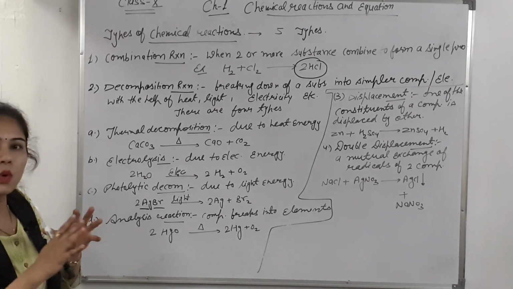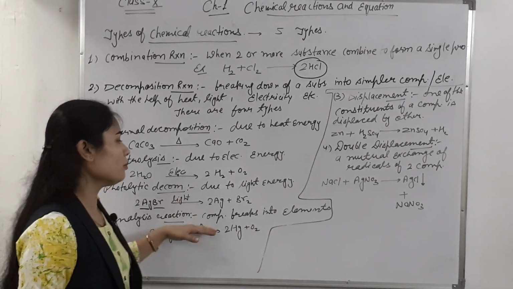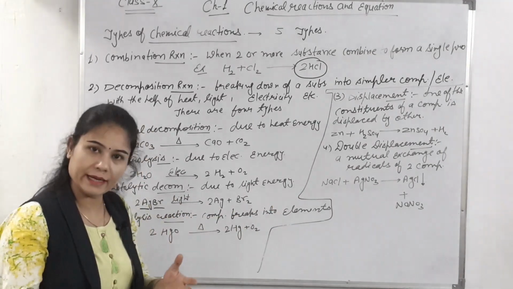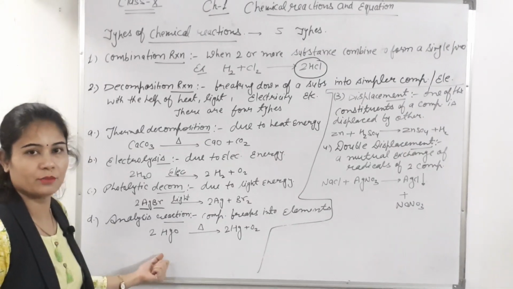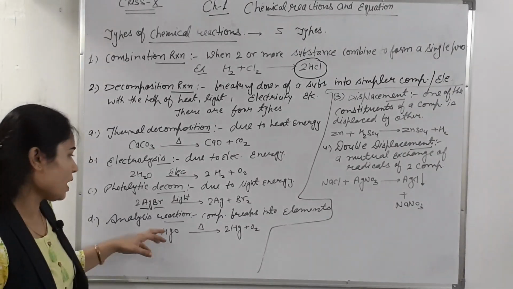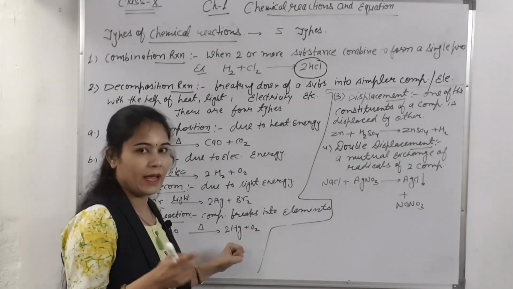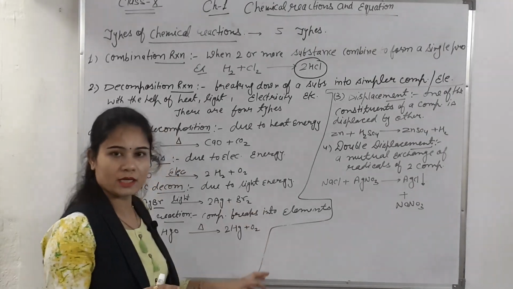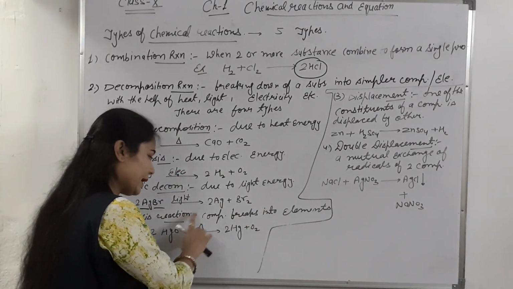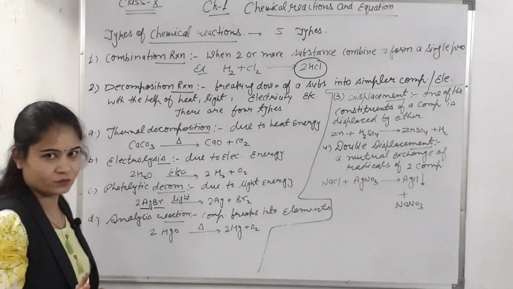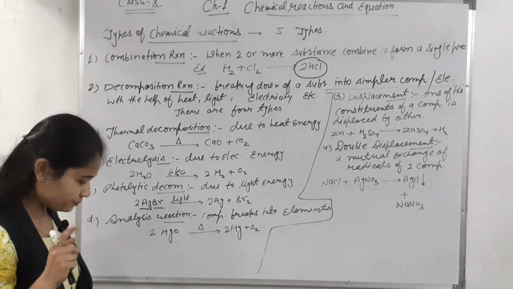And the last type is analysis reaction. Exactly, we do not require any type of energy over here. The compound directly breaks into its simpler elements. We have the example of mercuric oxide. This one is the symbol of mercury, Hg. This mercuric oxide degrades into Hg, mercury, and O2. These are the final products of the reaction without any help of energy. That means there is no specific energy over here. So these are the subtypes of thermal decomposition.